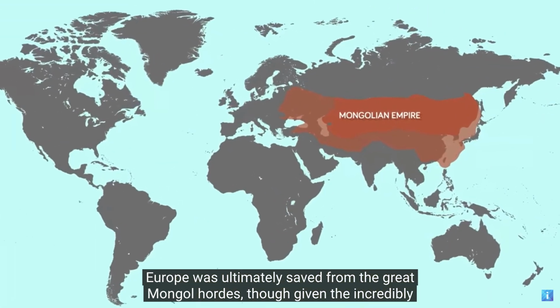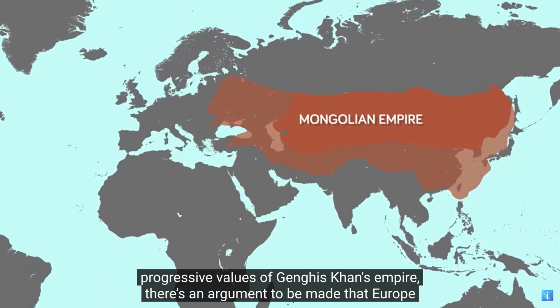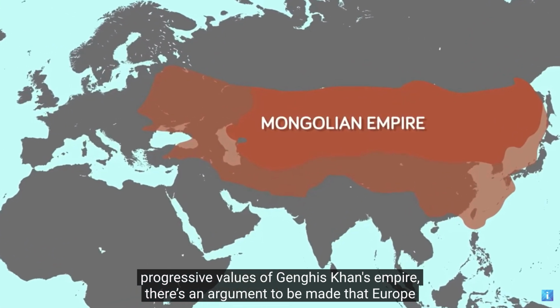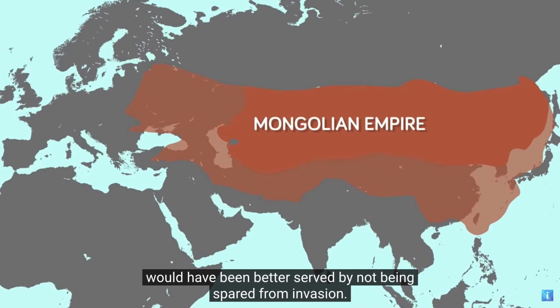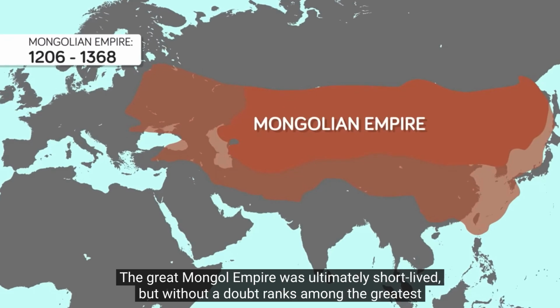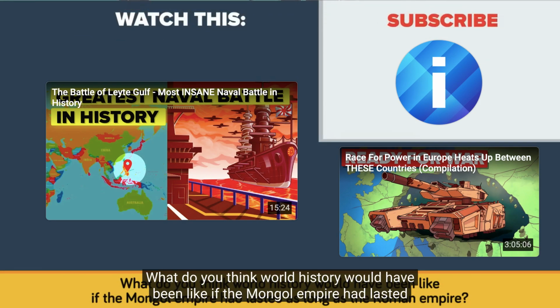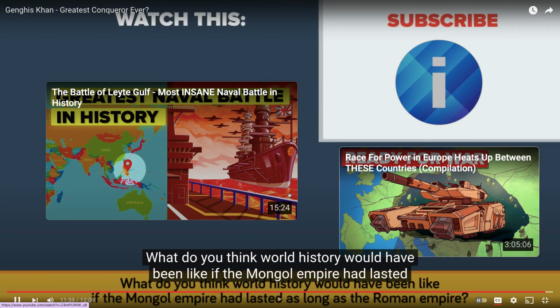Though given the incredibly progressive values of Genghis Khan's empire, there's an argument to be made that Europe would have been better served by not being spared from invasion. The great Mongol Empire was ultimately short-lived, but without a doubt, ranks among the greatest in history. What do you think world history would have been like if the Mongol Empire had lasted as long?